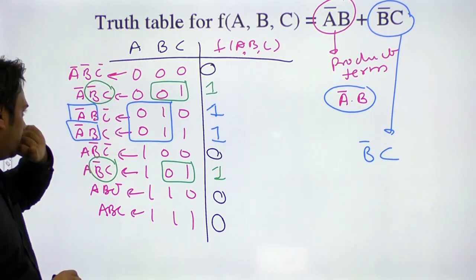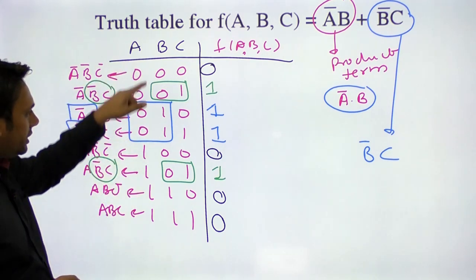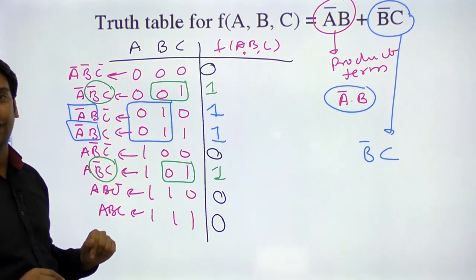Now in this truth table, if you look at each of these combinations, each of these combinations is also associated with a decimal value.